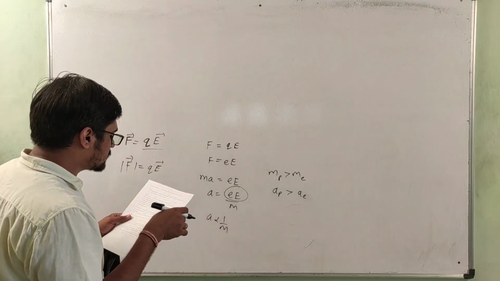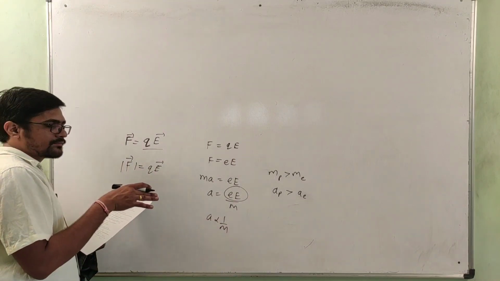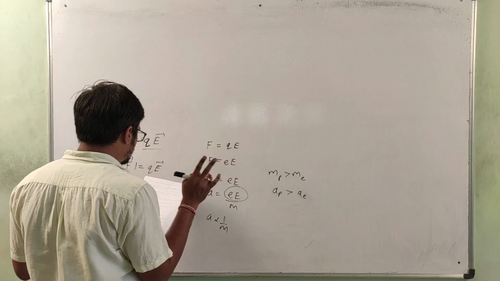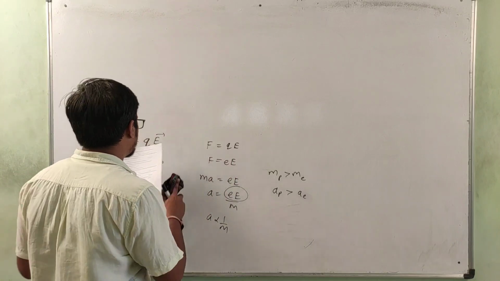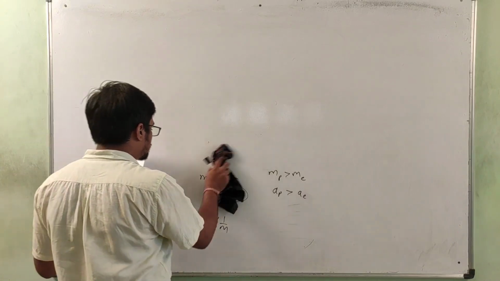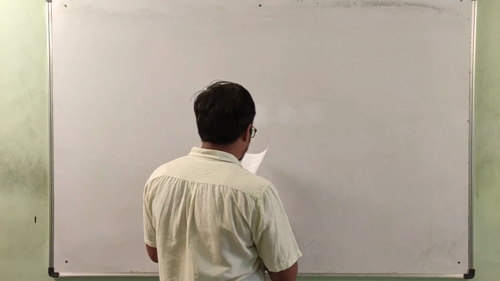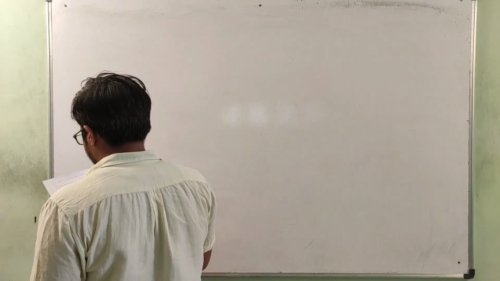Magnitude of acceleration produced in them is the same. No, wrong. So the answer is 2. Only the magnitude of forces is the same. Acceleration is also different and the direction of force is also different for both the charges.